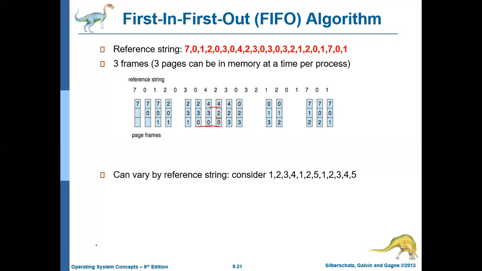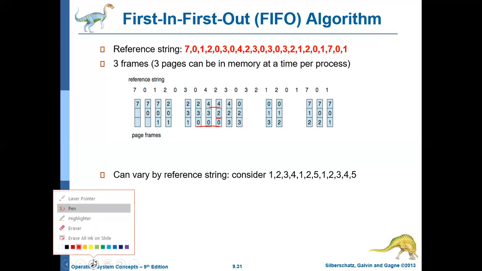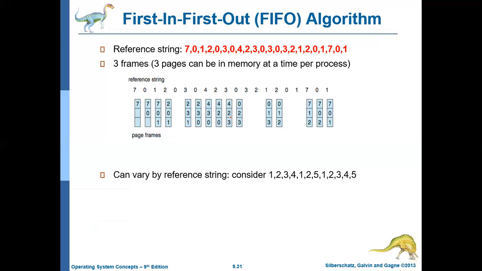And the next input is 0. Again, 0 is not in the memory. So 0 should replace which page? Out of 4, 2 and 3, it should replace 4, because 4 is the one which came first. Then 2 came, then 3 came. So 0 will replace 4.